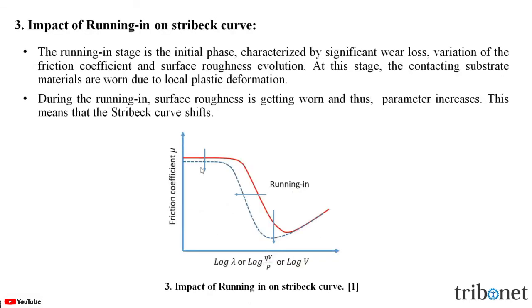Next, let us understand what is running in and impact of running in on Stribeck curve. Running in stage is the initial phase characterized by significant wear loss, variation of the friction coefficient and surface roughness evolution. At this stage, the contacting substrate materials are worn due to local plastic deformation. During the running in, the surface roughness is getting worn and thus parameter increases. This means that the Stribeck curve shifts. In the figure, we can see the impact of running in on the Stribeck curve.